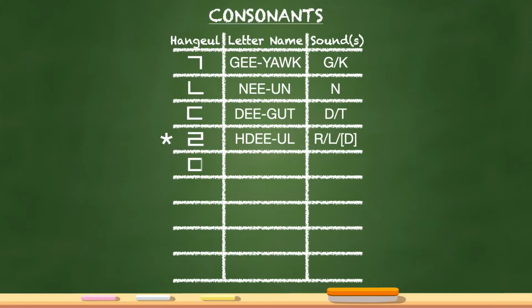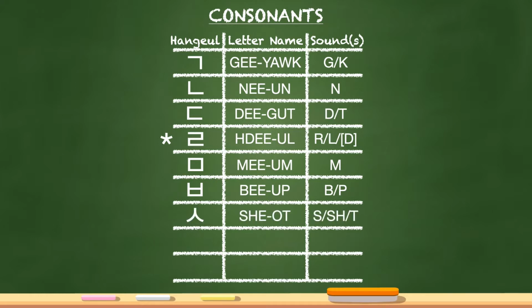Next up we have miam. Miam. Piup. Piup. Shiot. Shiot. Iang. Iang. I've also put an asterisk next to this letter because it has multiple functions, not just different sounds.